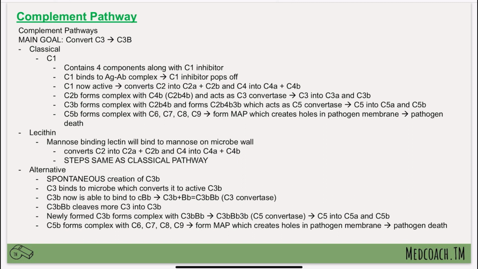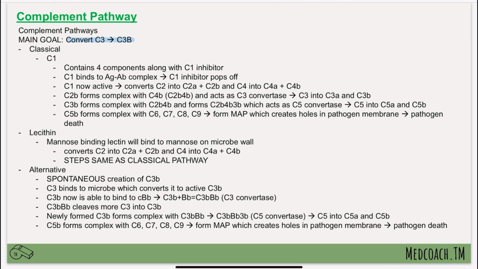The main goal of the complement pathway is to convert C3 into C3b. So what they want to do is just make sure that C3b is able to be formed, because C3b is an extremely important opsonization agent. So what it wants to do is go and target molecules and basically mark these molecules for opsonization so that neutrophils and macrophages can come and get rid of these molecules.